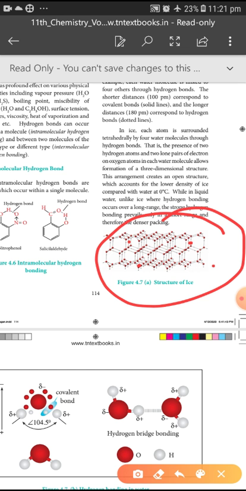Hydrogen bond occurs not only in simple molecules but also in complex biomolecules. They are crucial for biological processes. For example, hydrogen bonds play an important role in the structure of deoxyribonucleic acid, DNA, since they hold together two helical nucleic acid chains.